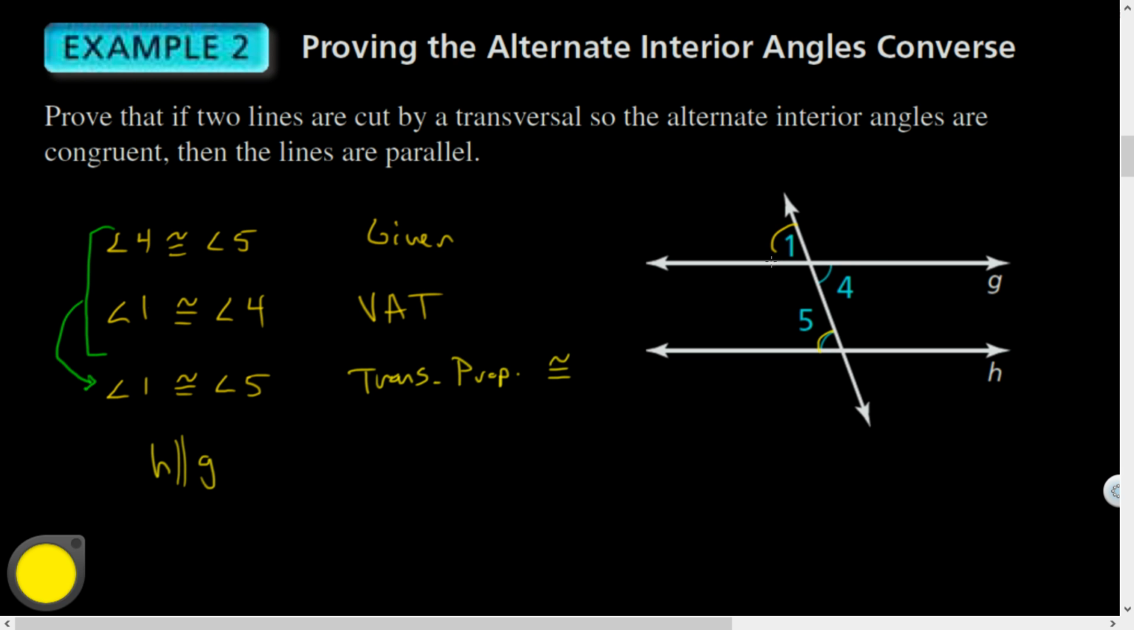They appear to be acute, but they are in corresponding positions. So by the corresponding angles converse, not the theorem, if corresponding angles are congruent, then the lines are parallel.